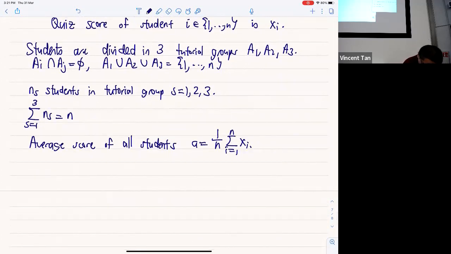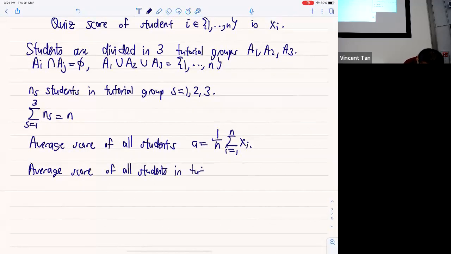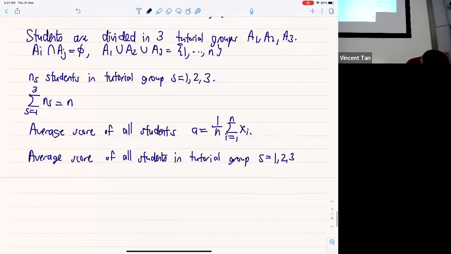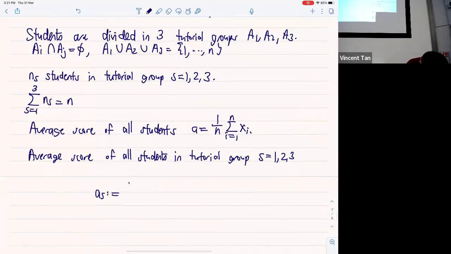Now, we can also look at the tutorial. The average score of all students in tutorial group S, which is 1, 2, 3, is say AS, 1 over NS, sum over i in AS of xi. So I'm looking at all the scores of the students in tutorial group S, and I'm averaging that. Is that clear?